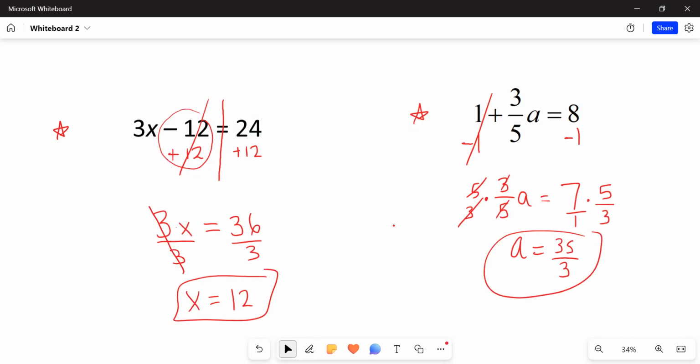That's an improper answer. If you wanted to change it to a mixed number to figure out what that meant, you could, but I think leaving it improper is a great way to go in algebra. So that's a little summary of 1- and 2-step equations.